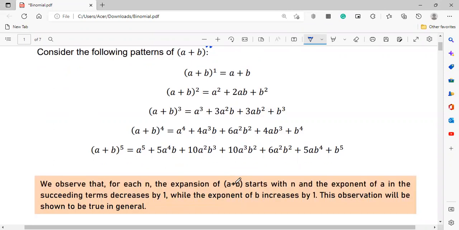So the expansion of a plus b starts with n, okay? And the exponent of a in the succeeding terms decreases by 1, while the exponent of b increases by 1. So you notice here, from 2, it turned to 1. Then b from 1, it turned to 2. This observation will be shown to be true in general.